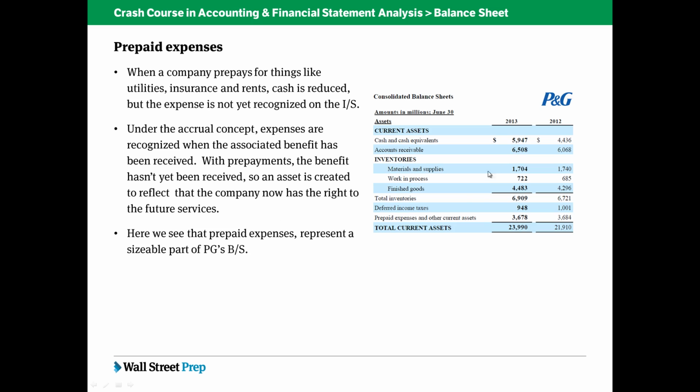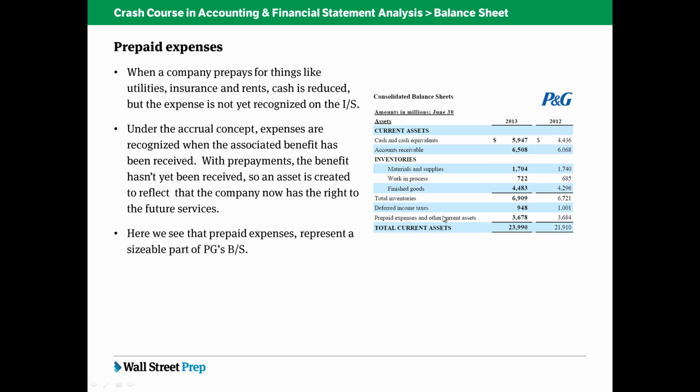Now, before we go any further, take a look at Procter & Gamble's balance sheet. What you'll see is that they have cash, accounts receivable. They have several other line items that we're going to talk about. But one pretty significant line item that we're about to talk about now is these prepaid expenses. They have about 3.6 billion of them.